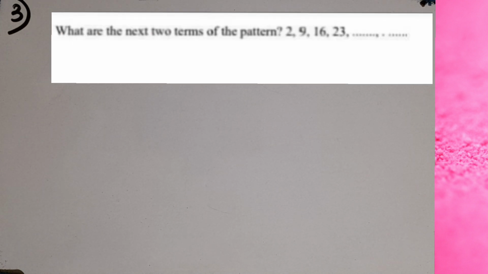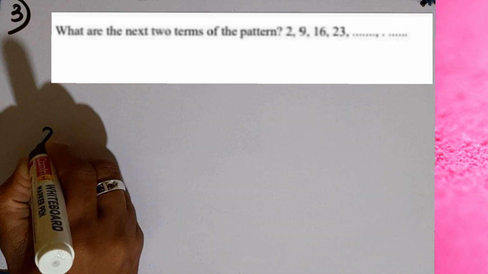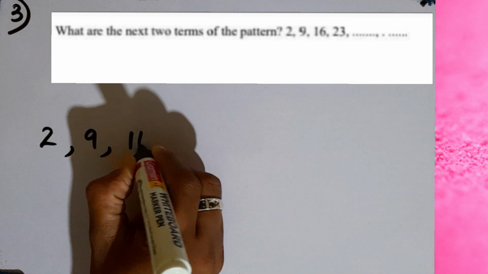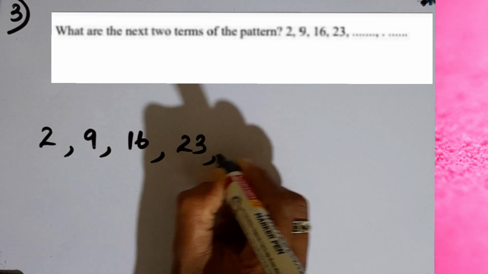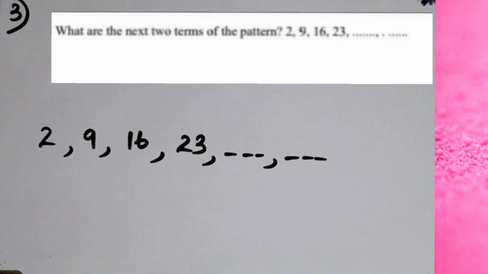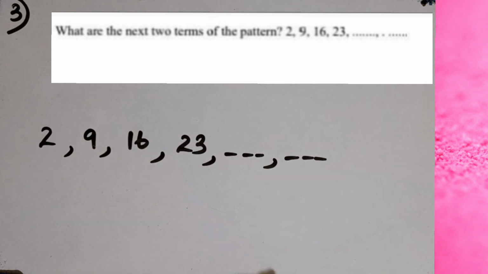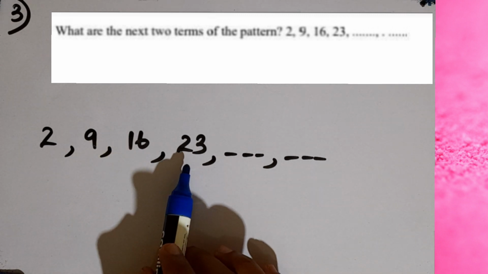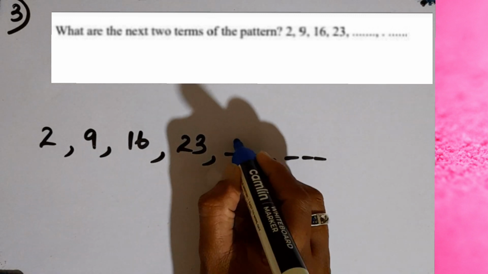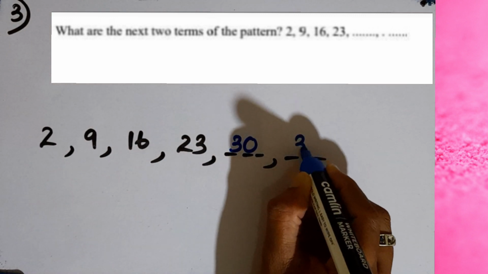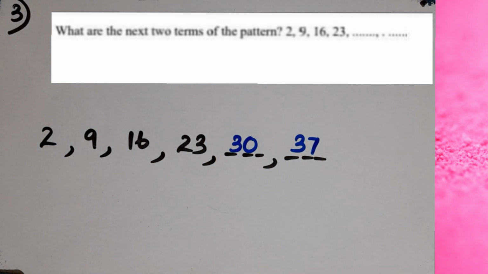Question number 3. What are the next two terms of the pattern 2, 9, 16, 23? The pattern given here is 2, 9, 16, 23. Then we are asking the next two terms here. So what is the pattern given here? 2 plus 7 is 9. Then 9 plus 7 is 16. 16 plus 7, 23. 23 plus 7 is 30. 30 plus 7, 37. So 30 and 37 are the next two terms here.